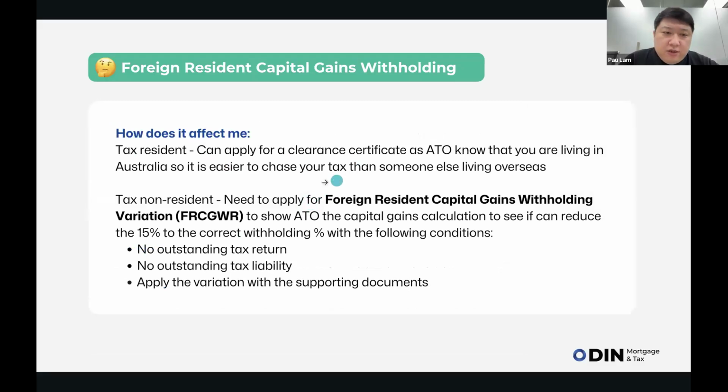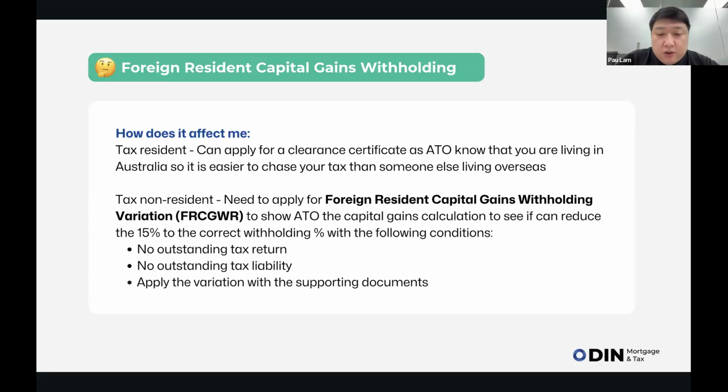And how does it affect you? So if you're a tax resident in Australia, that probably wouldn't cost you too much hassle. Just some paperwork: you can apply for a clearance certificate, which tells the ATO, all right, we know you are a resident of Australia, we know you're living in Australia, so it's actually easier if we need to change your tax, we can always find you, than someone else who is living overseas. So that one you can apply for a clearance certificate, which is simple, a form to be filled out with the tax office, and they will check your tax record.